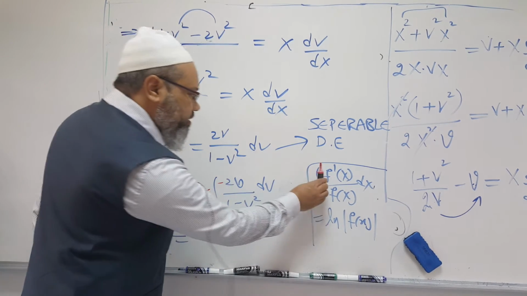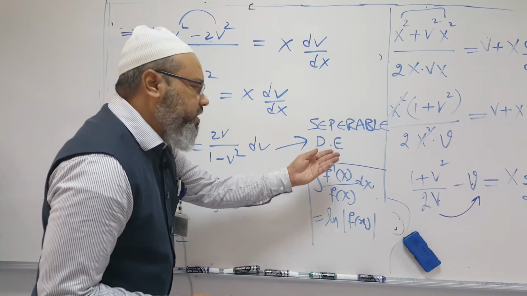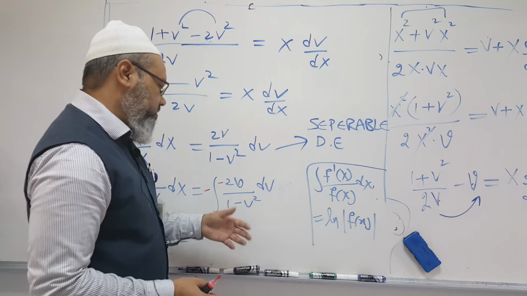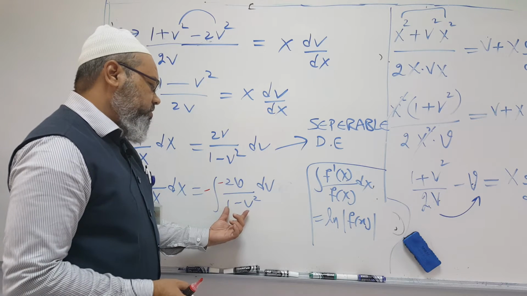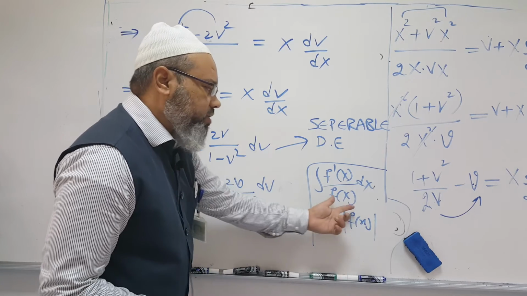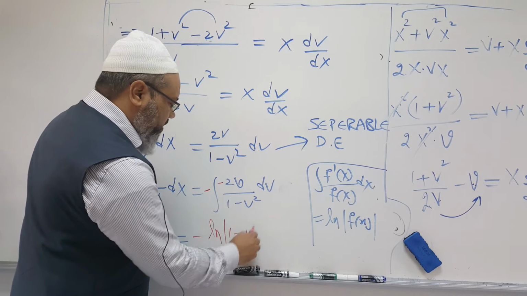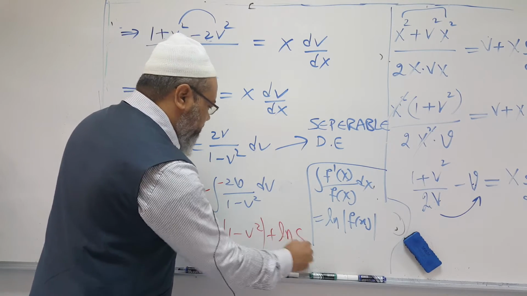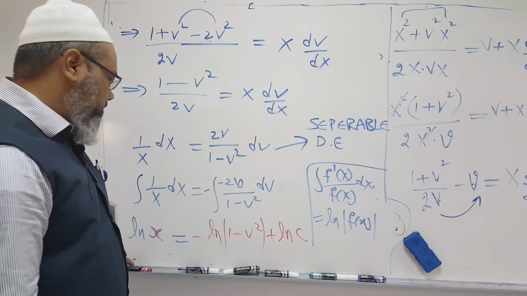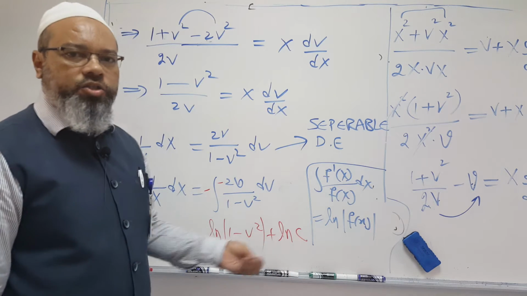So this is like this now. f x is 1 minus v square, f dash x means the derivative of the denominator. The derivative of the denominator is 0 minus 2v, that is minus 2v, it is here. So we can write like this, ln denominator. So minus ln of 1 minus v square plus ln c. Later we remove ln by logarithmic formulae and algebraic simplification.